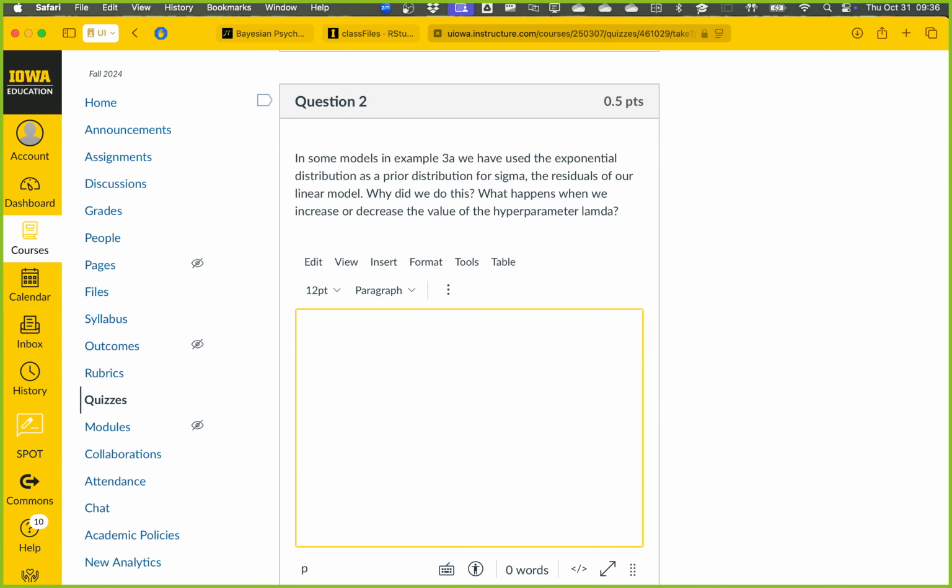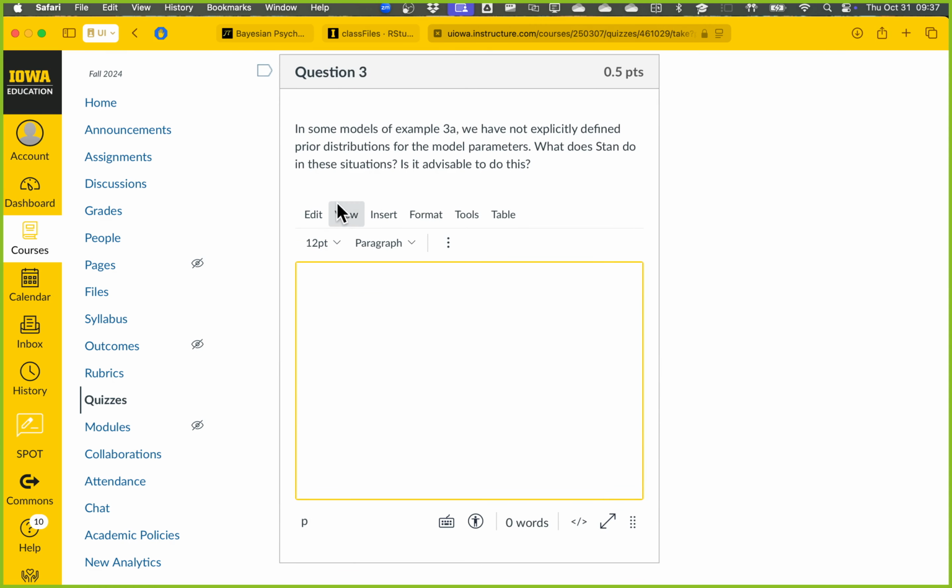Step 2, in some models, in example 3a, we've used an exponential distribution as a prior distribution for the residual standard deviation, the residuals of our linear model. Why do we do this? What happens when we increase or decrease the value of the hyperparameter? Well, we use an exponential prior because the range of the exponential is positive, and standard deviation should be positive. And we saw what happens when we change the hyperparameter. As the hyperparameter gets smaller, the distribution is flatter. As the hyperparameter gets larger, it pushes the prior distribution's mass, its density, towards 0, right? And I think we played around with that in class.